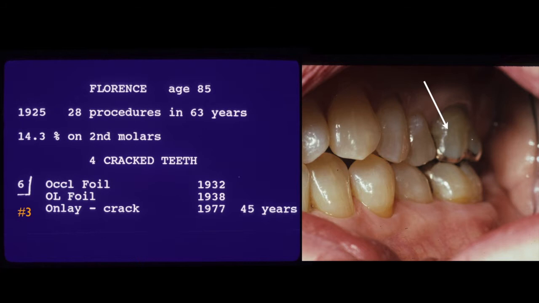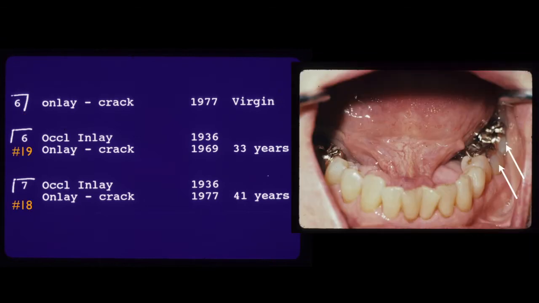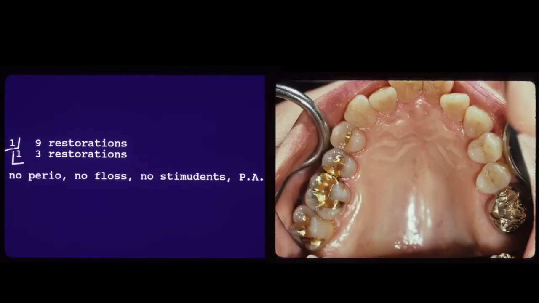Number 3 had an occlusal foil in 1932, an OL foil in '38, and cracked 45 years later in 1977. Number 30 cracked as a virgin tooth in 1977. She was 74 years old at that time. Pop did occlusal inlays for numbers 19 and 18 in 1936. And 19 cracked after 33 years, and 18 after 41 years. The inlays and foils in the upper left quadrant lasted her lifetime, which was 98 3/4 years.